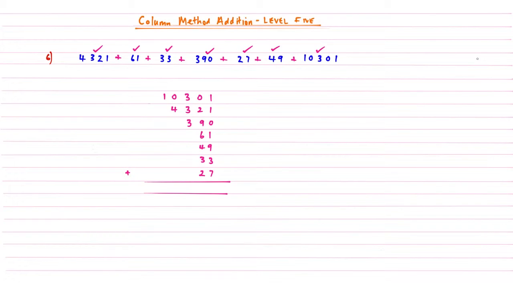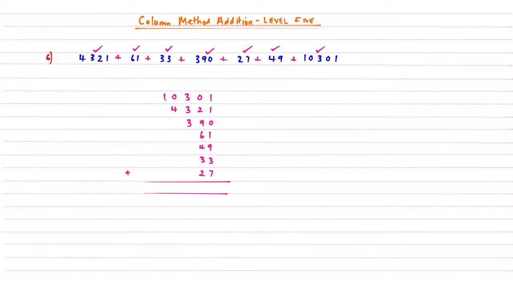Okay, so here's example number 6. So here we have 7 numbers that need to be added together. Now this is a bit of a ridiculous example, but it is something that you could find in one of your exams, but it serves to show that column method addition works in any situation, and how many numbers you need to add together, it doesn't matter, column method addition will work.